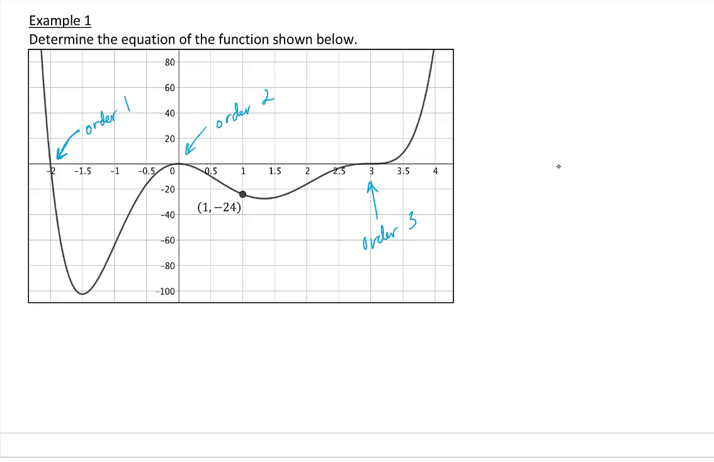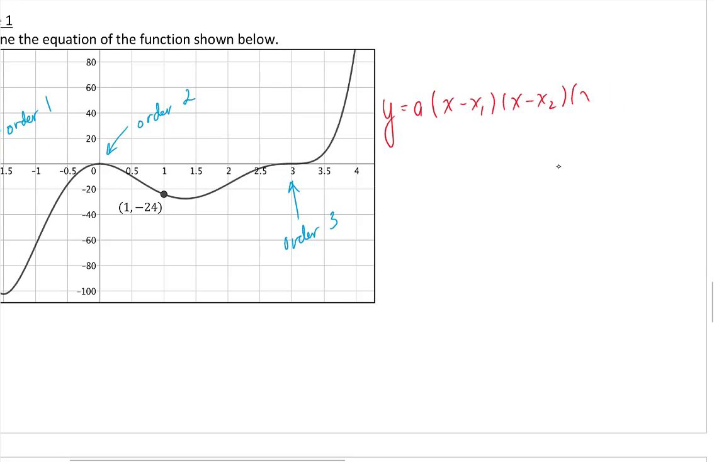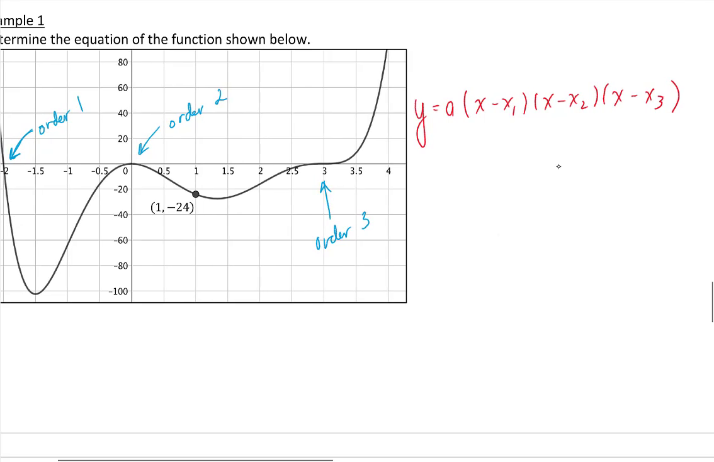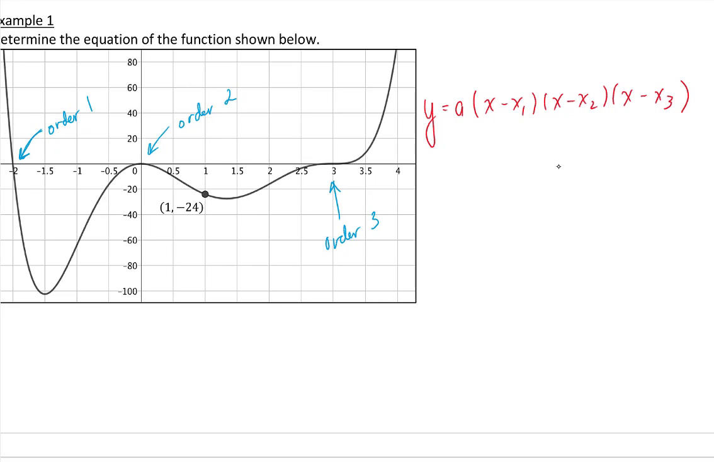So to find an equation in factored form for any polynomial, we start off with the following function: y equals a (x minus x1)(x minus x2)(x minus x3), and so on. In this case, we have 3 zeros: at -2, at 0, and at +3.